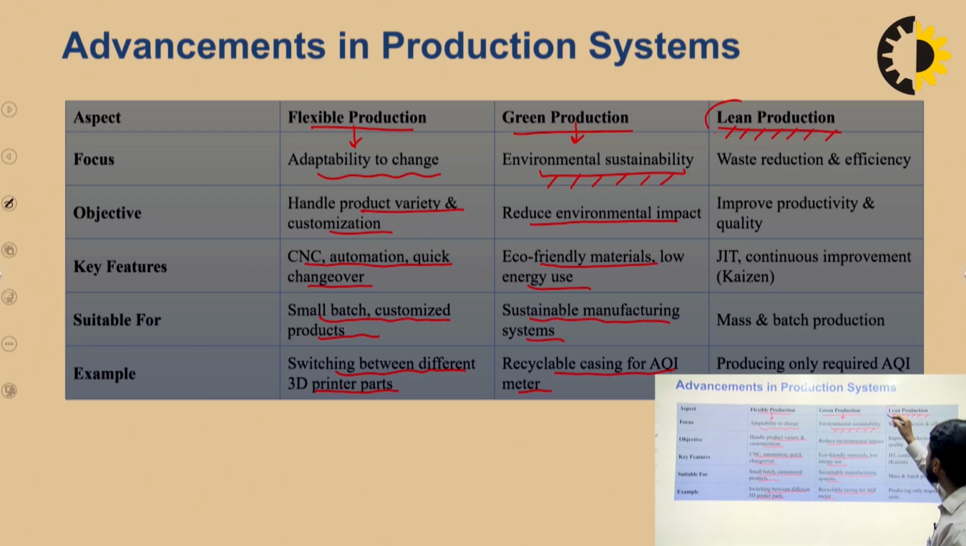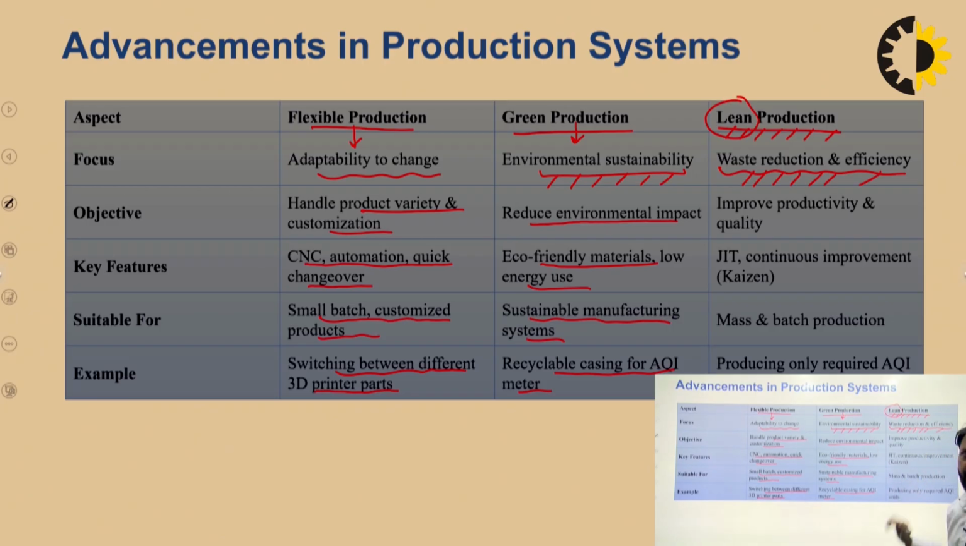The last one is the lean production system. The term lean is derived from, or inspired by, different domains. In lean manufacturing, the supply should be as per the requirement. There should be no wastage. The characteristics of that are waste reduction and efficiency.